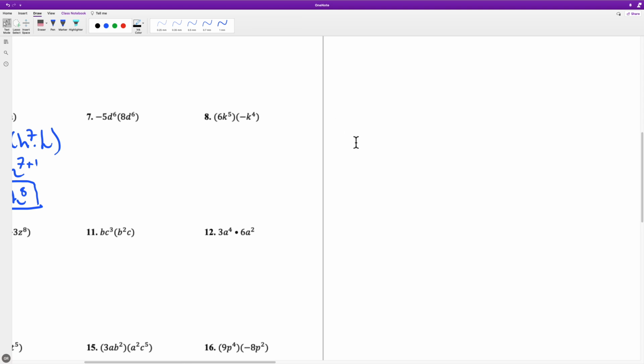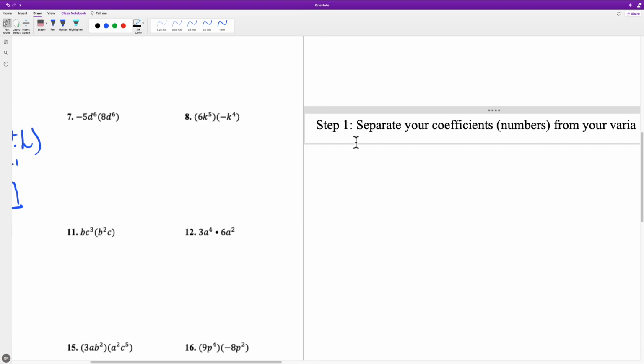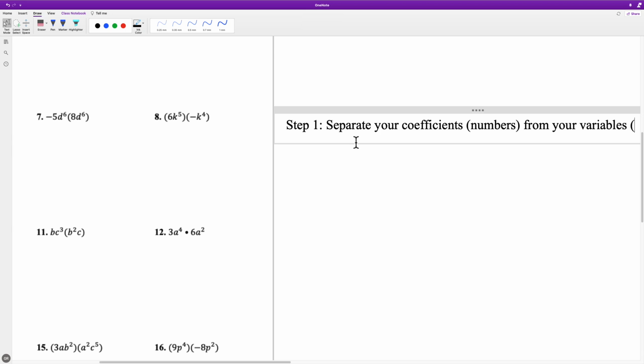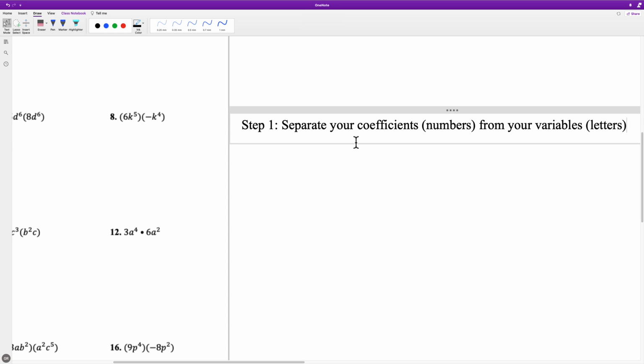So step 1, separate your coefficients, which are your numbers. Separate your coefficients from your variables, which are your letters. Right? So that's the first thing.